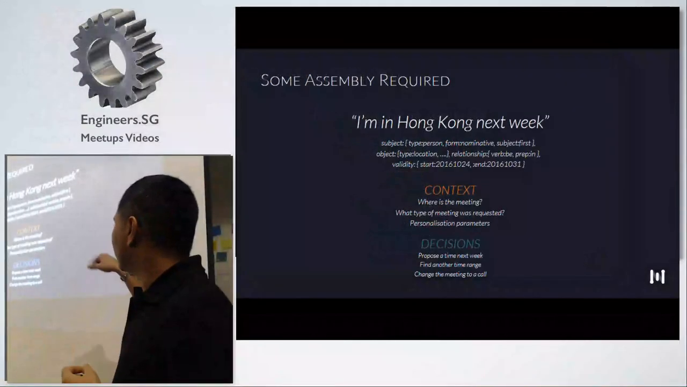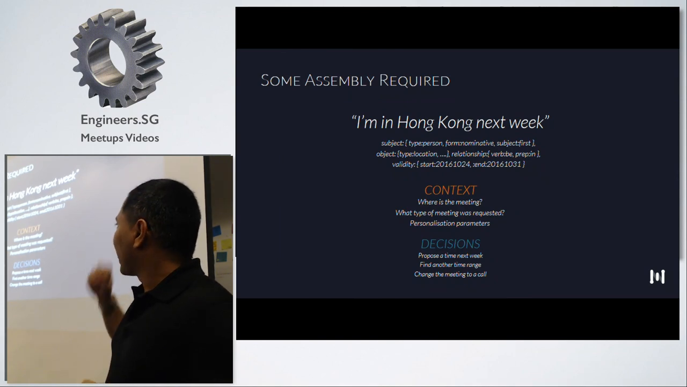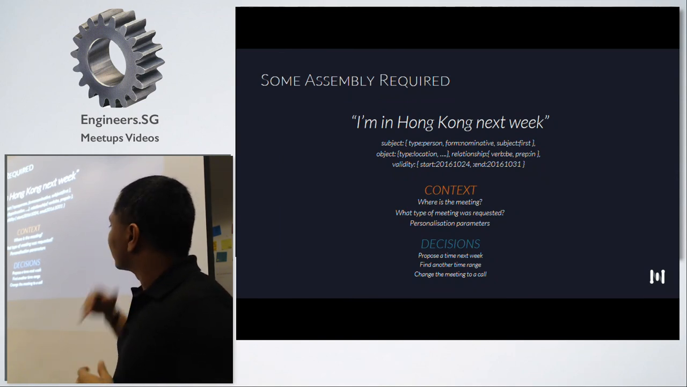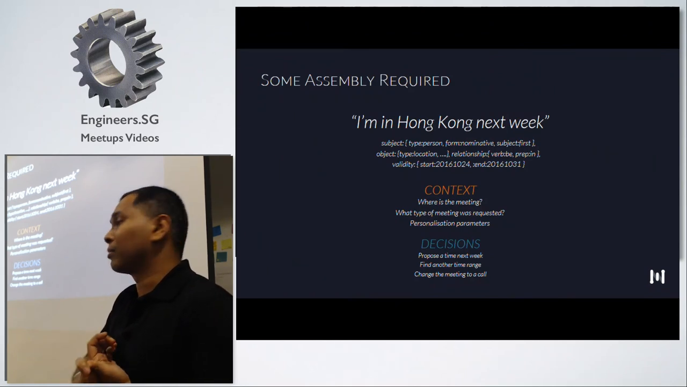So there's another big brain there that makes these decisions. It takes the fact, takes the context, reasons from it, and says, well, maybe I need to propose a time next week because the person is in Hong Kong, so it's a great time.